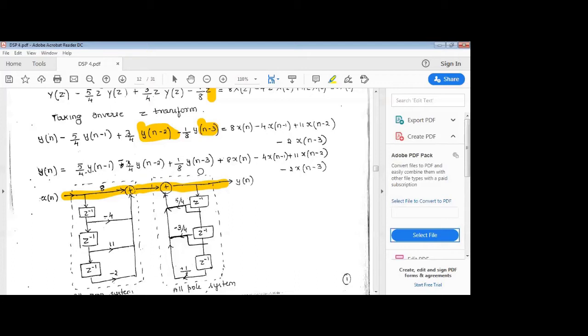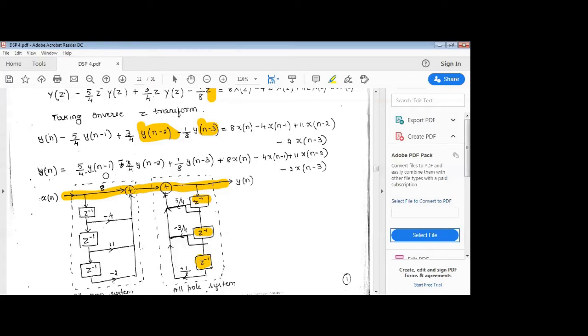So how many delay elements are required for my y of n? We need 3 delay elements. We can see that is n minus 1, n minus 2 and n minus 3. So we need 3 delay elements. So z to the power of minus 1 is the first delay element, then one more delay element, z to the power of minus 1, then one more delay element, which is z to the power of minus 1. 3 delay elements have been taken here. Yes, we can see here.